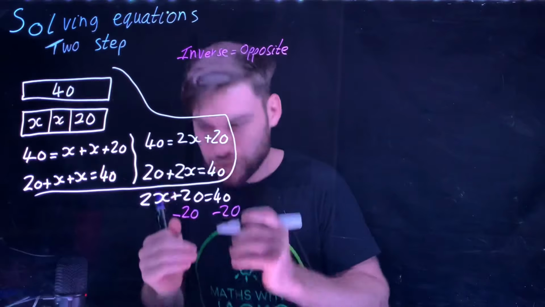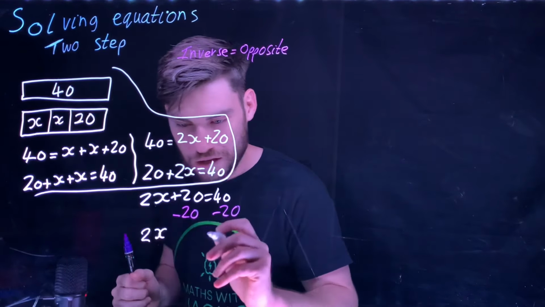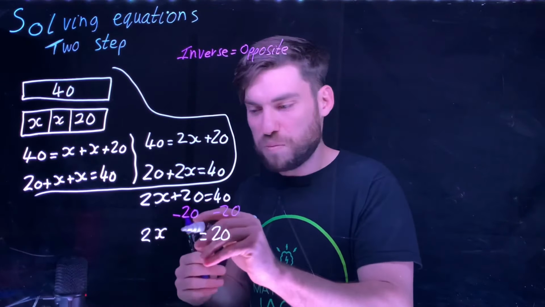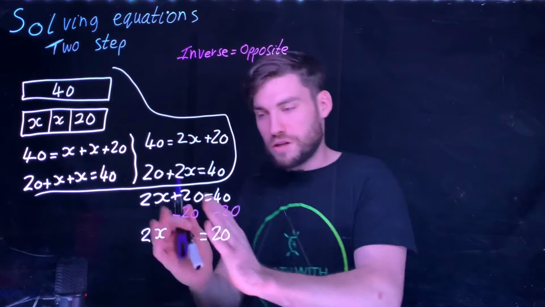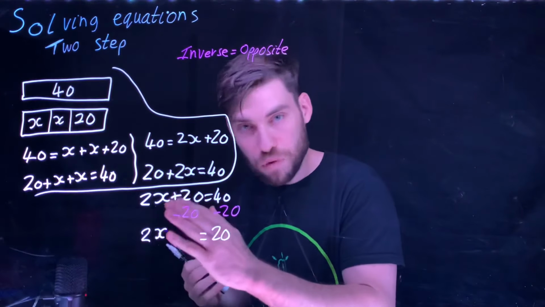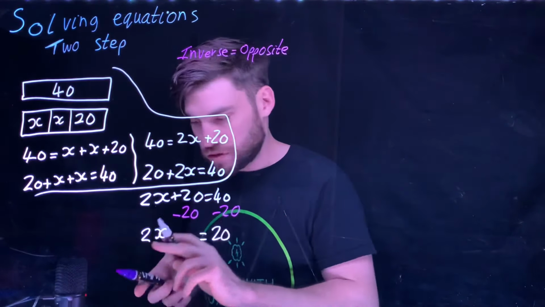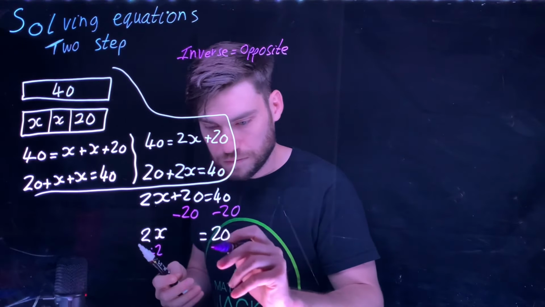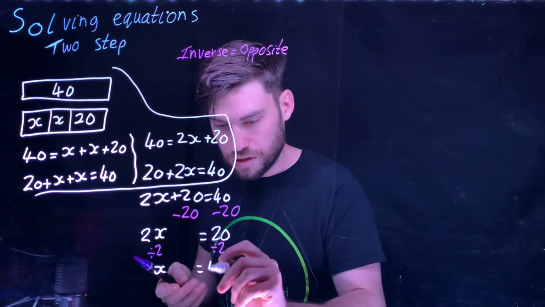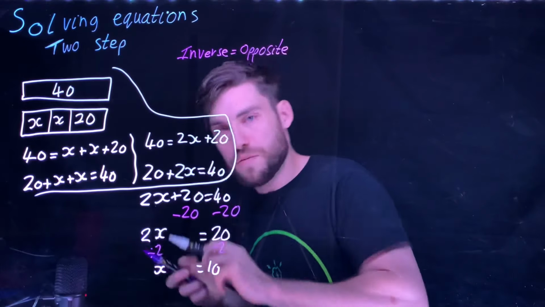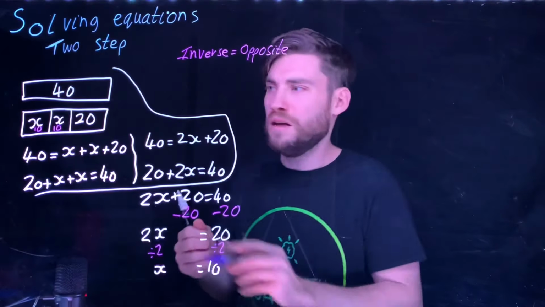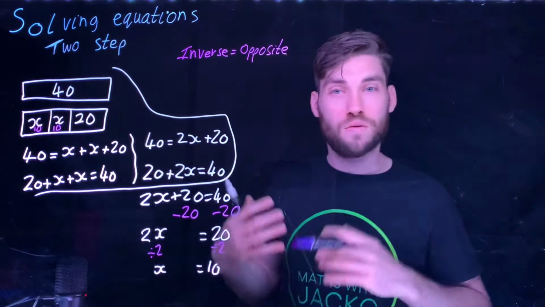Right, now take 20 from both sides. So I'm left with 2x equals 40 minus 20 is 20. 20 minus 20 is 0. You could put a plus 0 there, but you don't need to. So 2 times something equals 20. Then what's the inverse, the opposite of multiplying? That's dividing. So we are going to divide by 2. So then x equals 10. So in terms of this bar, we can see these x's both have a value of 10. So 10 add 10 add 20 equals 40.